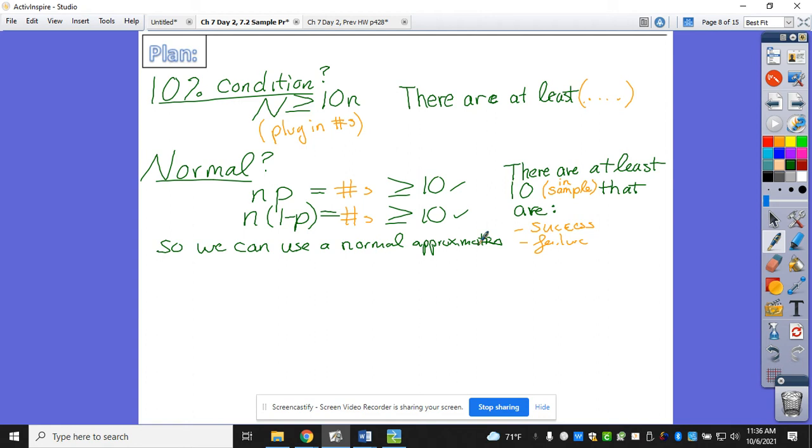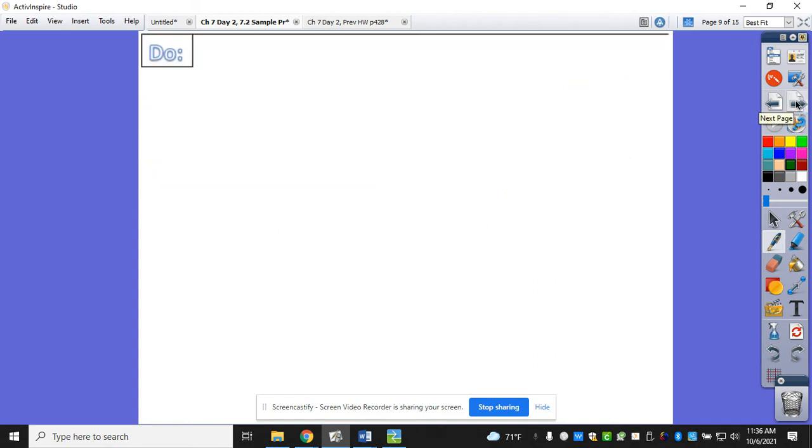So plan was checking conditions. So do is actually doing the math. So what's the first mathematical thing we found out from this problem? On the left side, probability. Next thing. Well, before probability. Before that. We had to find our standard deviation or our mean first.